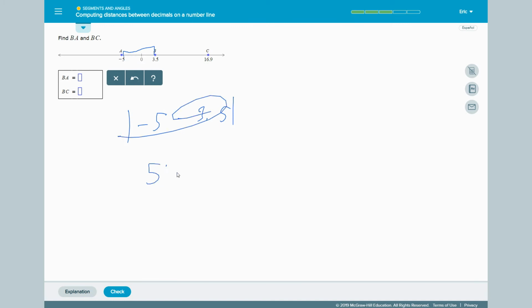-5 to 0 is 5 spaces. 0 to 3.5 is 3.5. 5 plus 3.5 is 8.5. And if you're dealing with 2 positive numbers or 2 negative numbers, you just subtract the smaller one from the bigger one. 16.9 minus 3.5. 9 minus 5 is 4. 6 minus 3 is 3. 1 minus 0 is 1. So that would be 13.4.